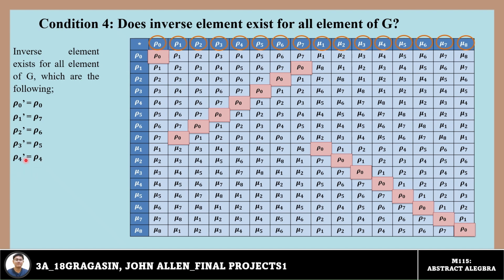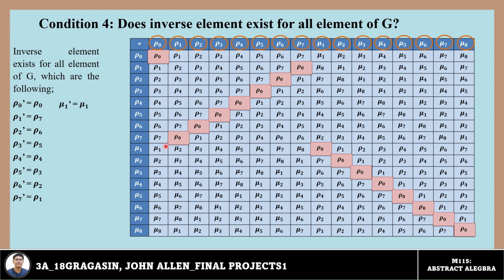And then next, we have rho sub 4. Here, the identity element and the element on the outer top is rho sub 4. Therefore, the inverse element of rho sub 4 is rho sub 4. And it is the same for the following. The inverse of rho sub 5 is rho sub 3. And the inverse of rho sub 6 is rho sub 2. We have here rho sub 6, its identity, and the element in the upper top is rho sub 2. That is why our answer here is rho sub 2. And for rho sub 7, we have rho sub 1.